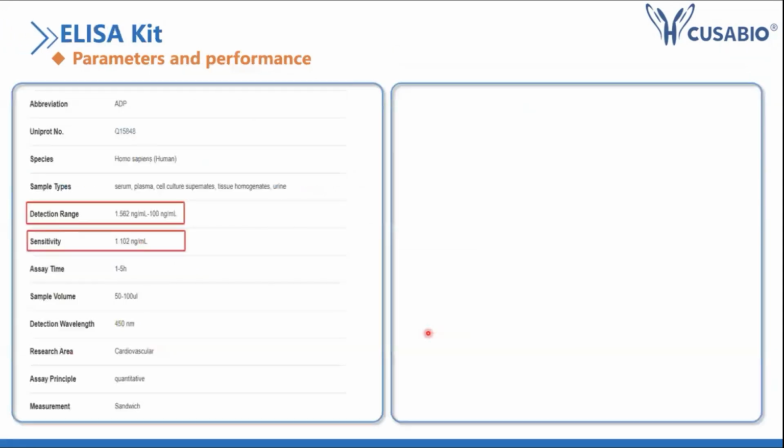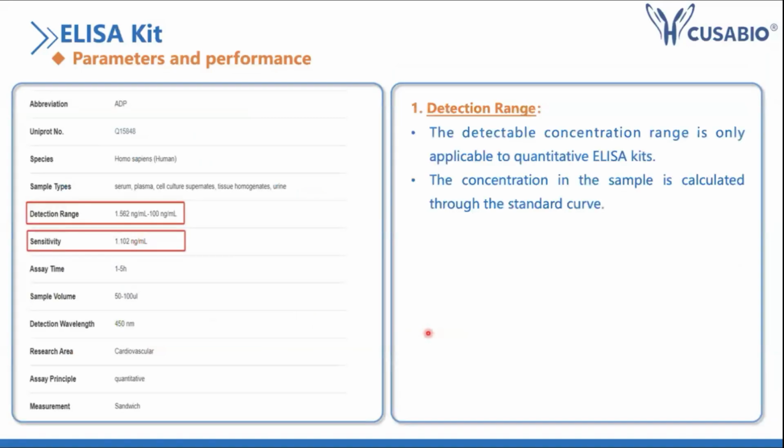The first parameter that I want to introduce is the detection range. People care about the detection range because this is the detectable concentration range for your test. You may want to know whether you need to perform dilutions for your samples, and this will be very helpful in preparing your samples. The detectable concentration range is only available for the quantitative ELISA kits, so just be sure about that.